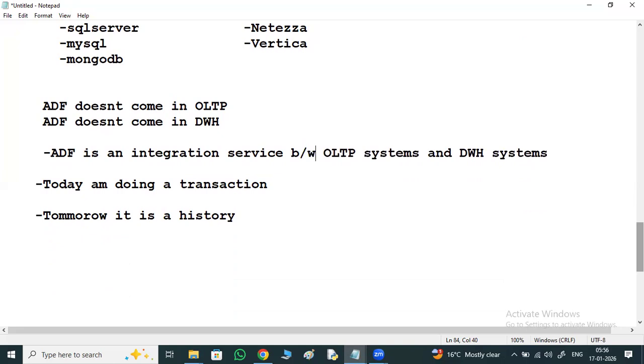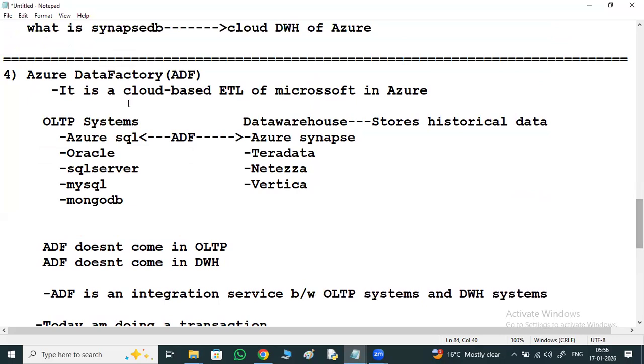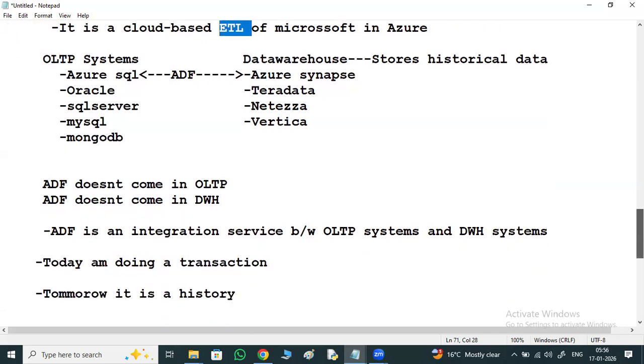Sir, ADF full form means, sir. Azure Data Factory. It is just like Informatica, but Informatica is on-premise, and this is cloud. Azure Data Factory is a cloud ETL, extracting, transforming, and loading: extracting data from different sources, transforming it and loading it into different formats, given by Microsoft in Azure.